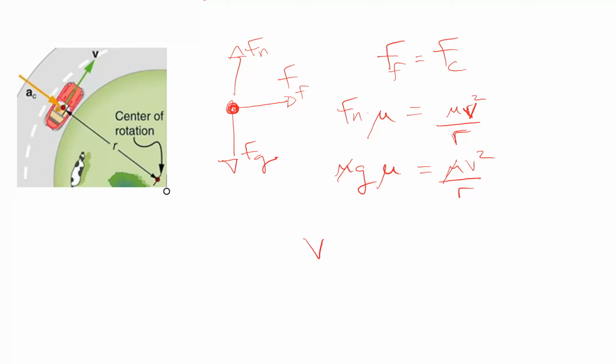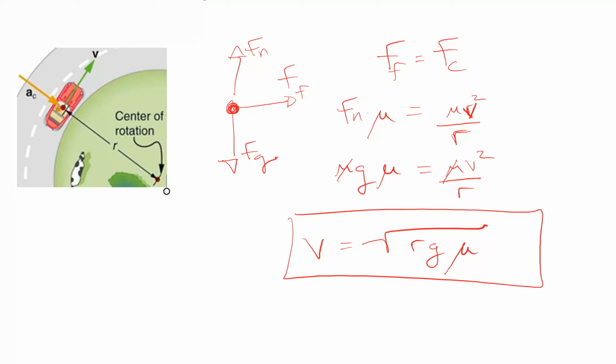So if I'm looking to solve for the maximum velocity, it would always be equal to the square root of r times gravity times whatever the coefficient of static friction is. Because once you start hitting kinetic friction, that's when you start to skid out and lose traction with the road. So from there, you can solve for any of the variables that you need. All right, those are our two situations for today.